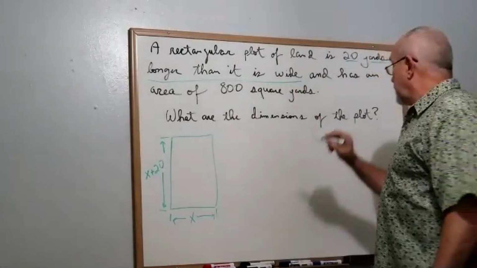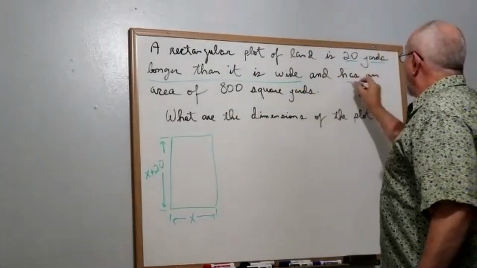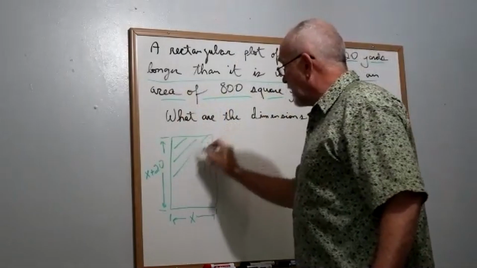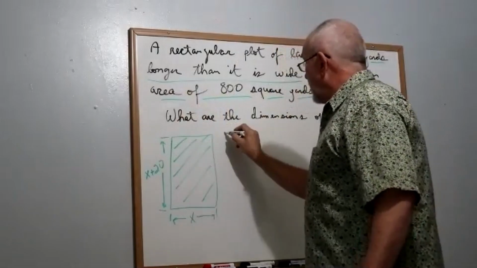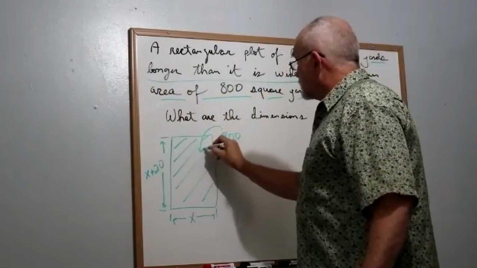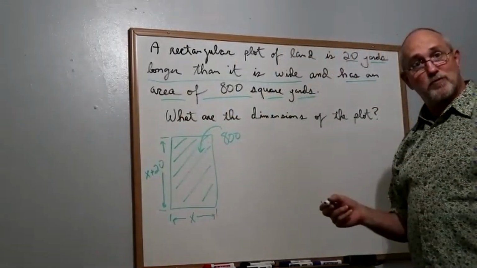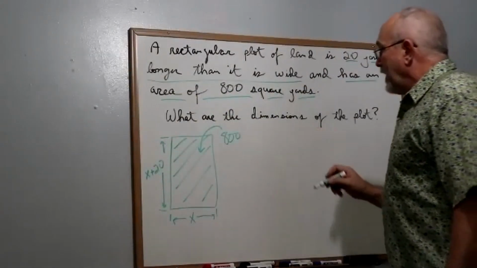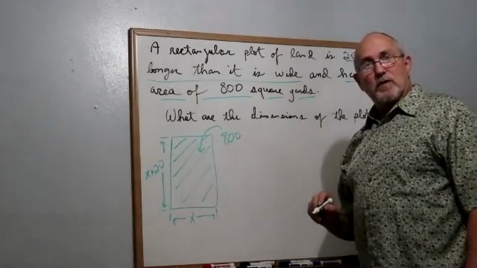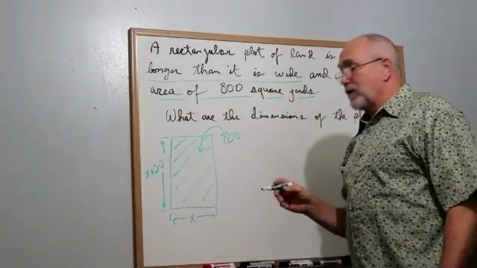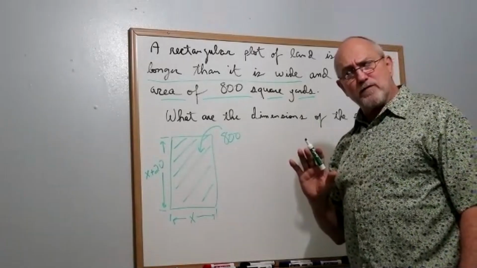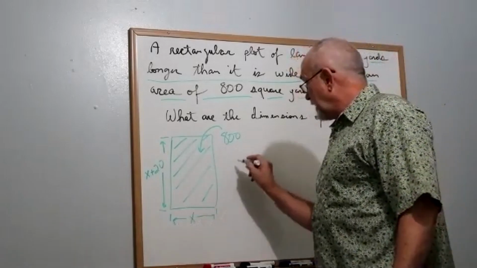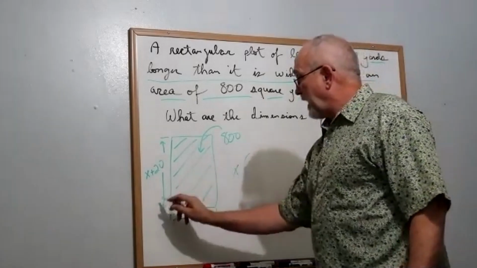Another bit of information we're given in this problem is it has an area of 800 square yards. That means the area, what's inside, is 800 square yards. We're all on the same page? Good. So how would we solve this problem? This is what the Babylonians were faced with. And what is the formula for the area of a rectangle? It's width, which is x, times height, which is x plus 20.